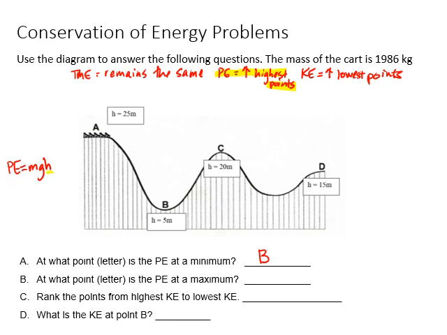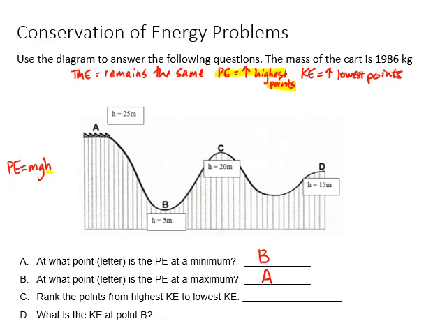Question B, at what point is the potential energy at a maximum? Again, we can do this qualitatively. We don't actually have to work the problems. Your potential energy is going to be the maximum at the highest point on the graph. The highest point on the graph in this case is going to be at point A because it has the largest height of 25 meters.